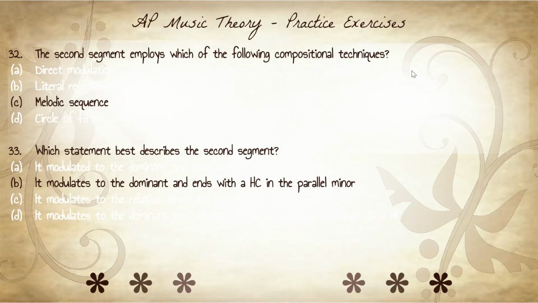And here we have the correct answers. Question 32, correct answer is C. The second segment moves through the key of A major, the dominant, through a melodic sequence pattern that moves up by step to A. Question 33, the correct answer is B. After modulating to A major, this segment ends with a cadence in the key of the parallel minor, A minor.